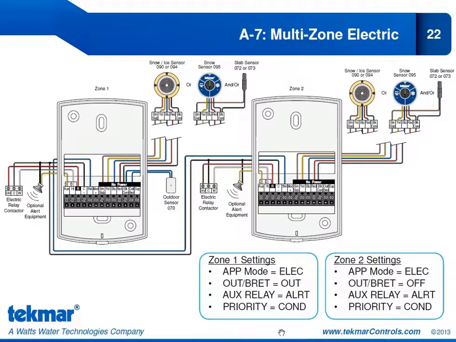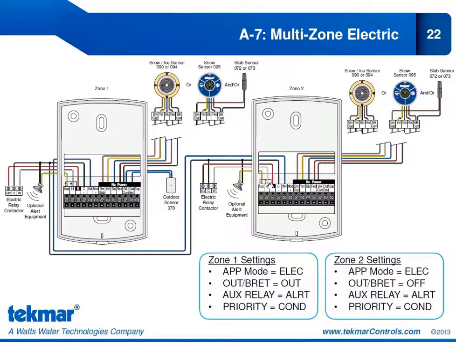Now we will get into greater detail on the priority settings later in this presentation. For now, I'll just summarize how the conditional priority works for electric applications. In this case, what we do is make sure only one of those heat relays is closed at any given time. So Zone 1 has priority. The heat relay here will close to allow Zone 1 to begin its melt cycle. When this relay opens, only then can the heat relay for Zone 2 close.